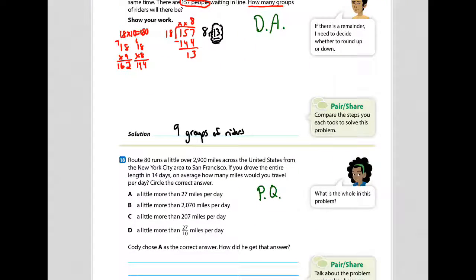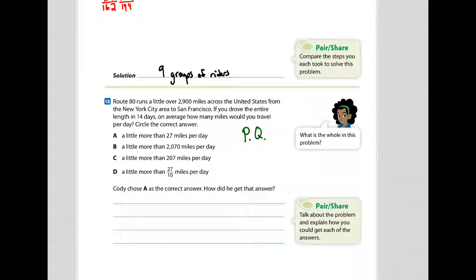Last one, number 18. This one I said I would do partial quotient. It says, Route 80 runs a little over 2,900 miles across the United States from the New York City area to San Francisco. And by the way, it runs right by Milton. If you drove the entire length in 14 days, on average, how many miles would you travel per day? Circle the correct answer. So when it says on average, that means you're taking those 2,900 miles and splitting them up into 14 equal days.